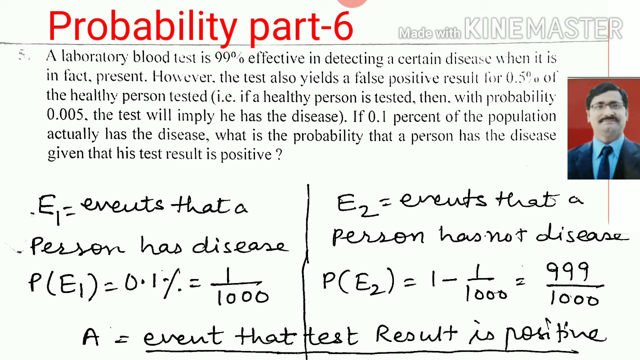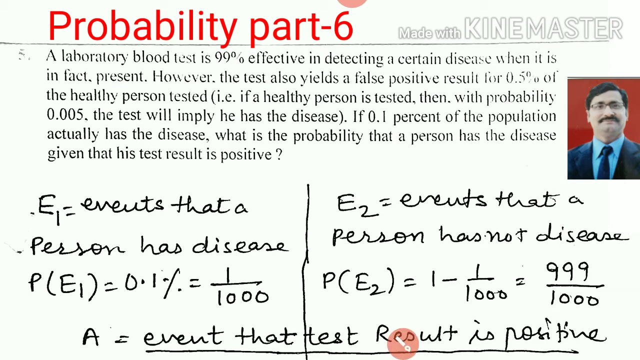A laboratory blood test is 99% effective in detecting a certain disease when it is in fact present. However, the test also yields a false positive result for 0.5% of the healthy persons tested. If a healthy person is tested, then with probability 0.005 the test will imply he has the disease. If 0.1% of the population actually has the disease, what is the probability that a person has the disease given that his test result is positive?